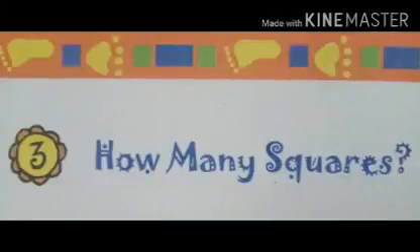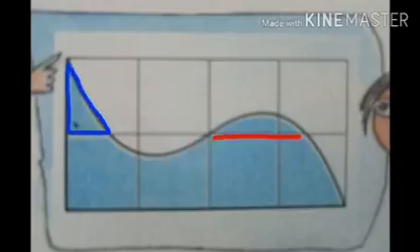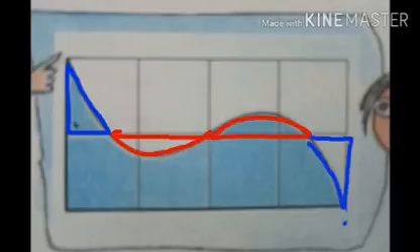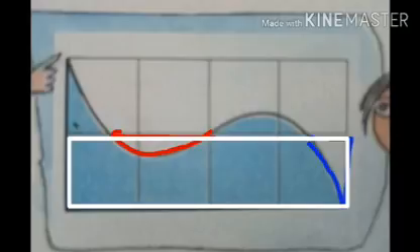We will continue with chapter 3 of maths, how many squares. You can see here an irregular figure. Can you find its area using the grid? Yes, let's see how. This extra portion that you see here and here can be cut and adjusted in these places, and then you get a perfect rectangle which covers 4 squares. So the area of this figure is 4 square centimeter.